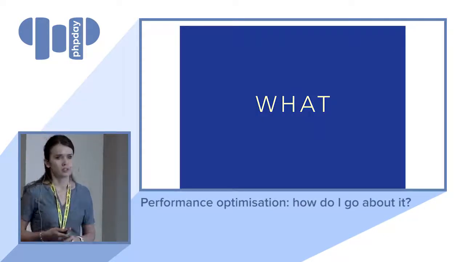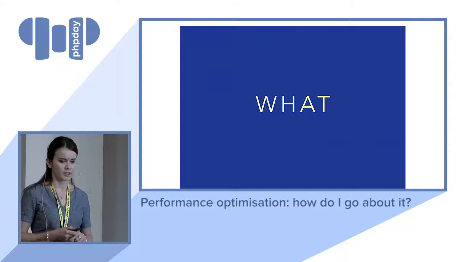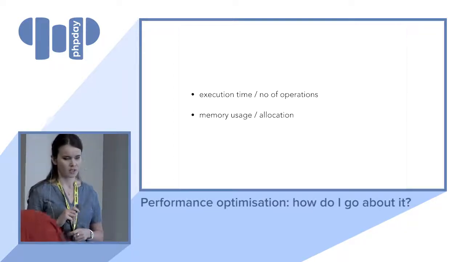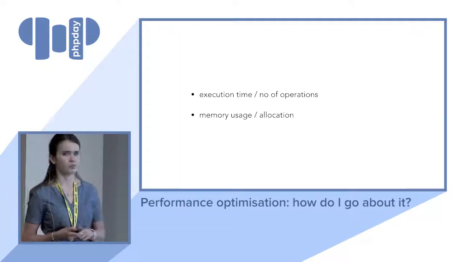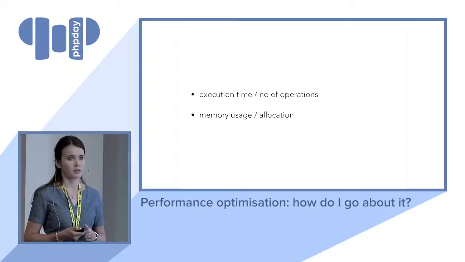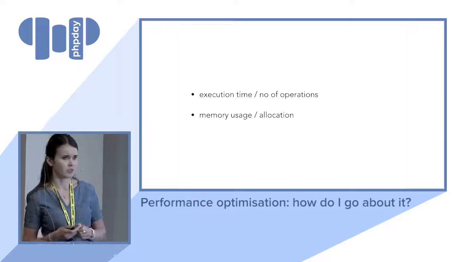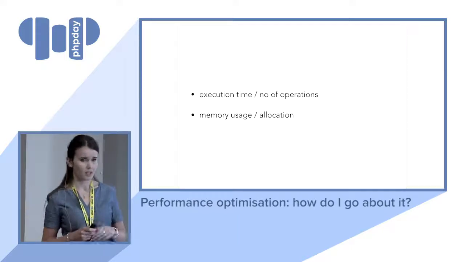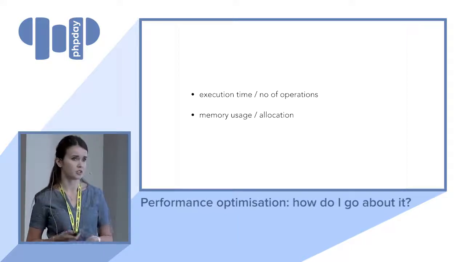So now we know what, why, and when we should optimize. How about the what to optimize? Most of you probably have a pretty good idea of what to focus on. We usually just look at execution time, so the number of operations that we do, or we look at the memory usage and allocations. So that's your general intuition. We generally want our apps to run faster and consume less memory.